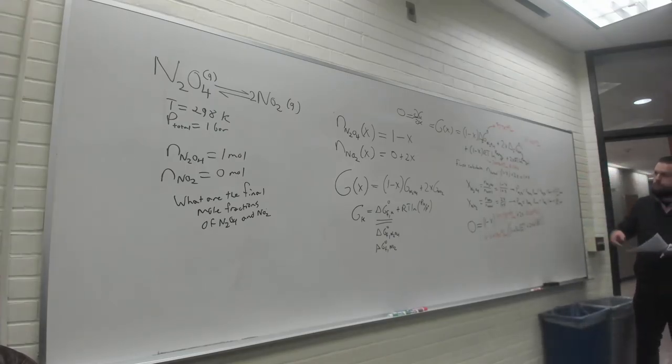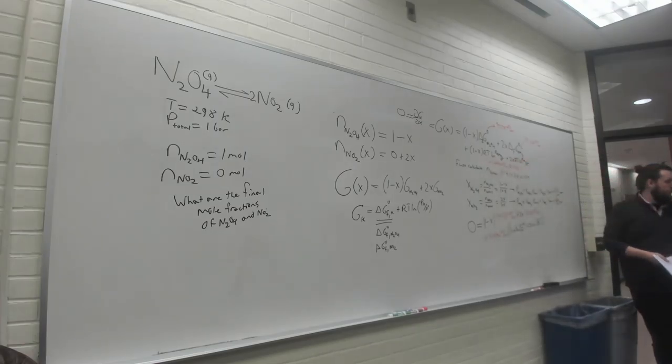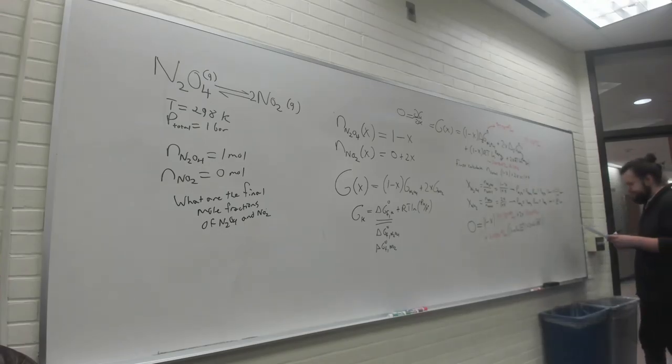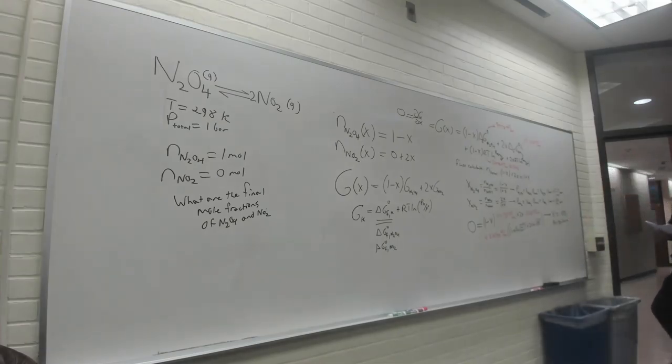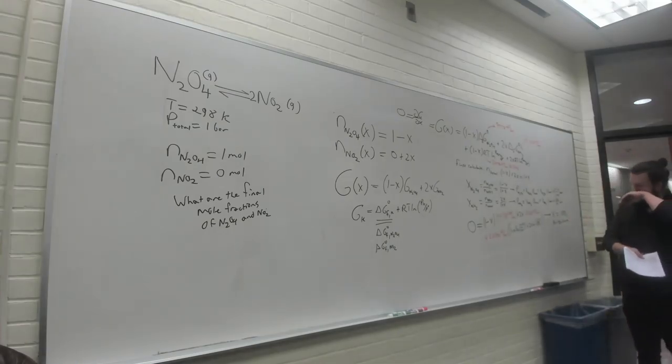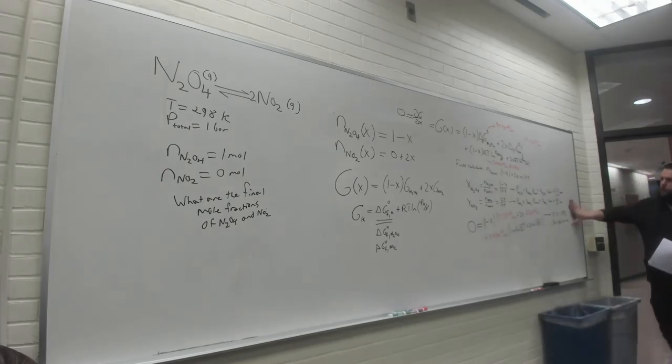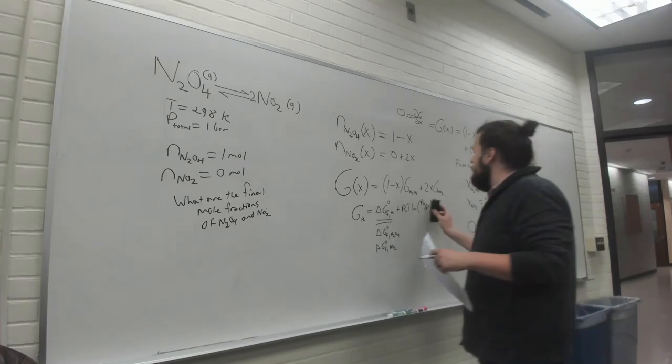Right here and right here. All right, so now we have an equation of x that's equal to 0. We can just solve it. So when you solve numerically, x is 0.1892 at equilibrium. Okay, so we have this now. We can calculate equilibrium mole fractions. We can calculate the equilibrium constant. We know everything we need to know.